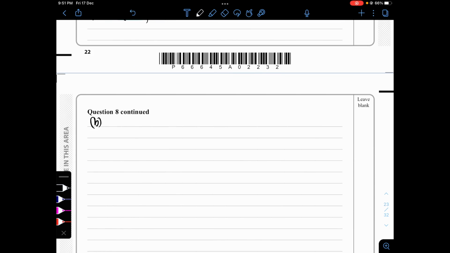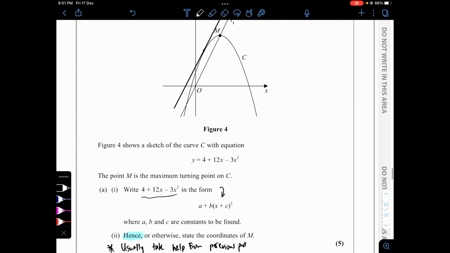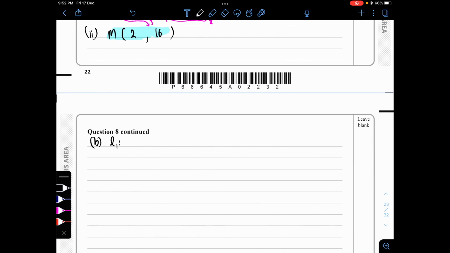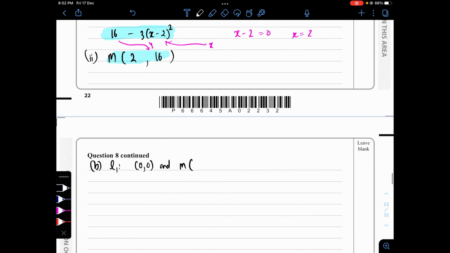So part B. We know for L1 that we can see over here that they meet at 0, 0 and at M. So the points that we have are 0, 0 and M, which is the point (2, 16) from the previous question.